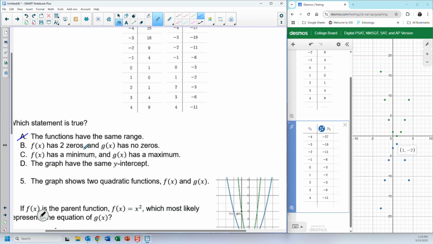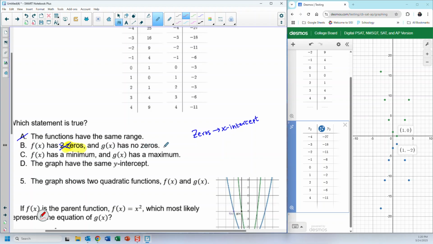F of x has 2 zeros. So whenever it's talking about zeros, all it's talking about is the x-intercepts. Okay, so right here, zeros is a vocabulary word. So zeros is the same thing as x-intercept. Where does it cross or touch the x-axis? Not the y, only the x. So if I look on here, there's only 1 zero for f of x. This one says 2 zeros, so that can't be it.